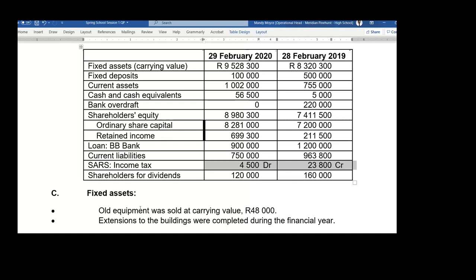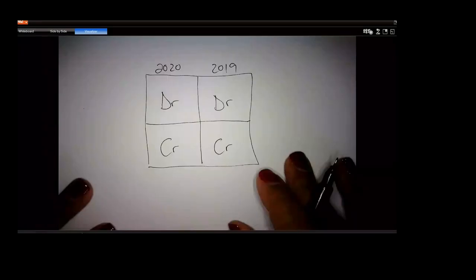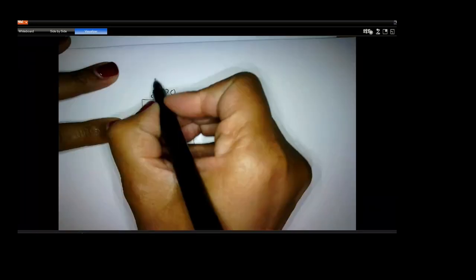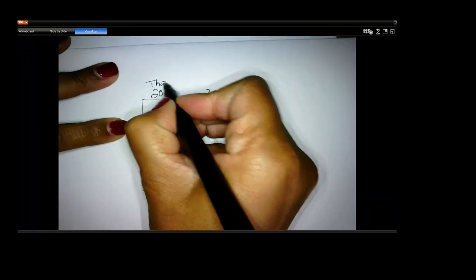So I want you to take out a piece of paper, and I want you to write this little, I call it a cheat sheet, okay? It's a cheat sheet. So let's see. There I have it. Just draw that very quickly. This is 2020, and I'm just using the years here. This is this year, and this is last year.